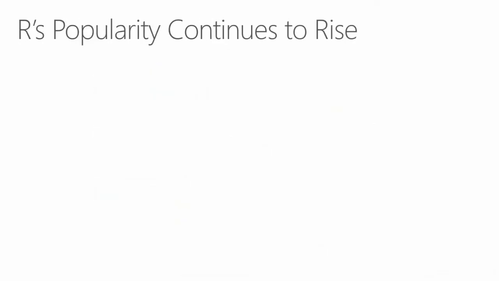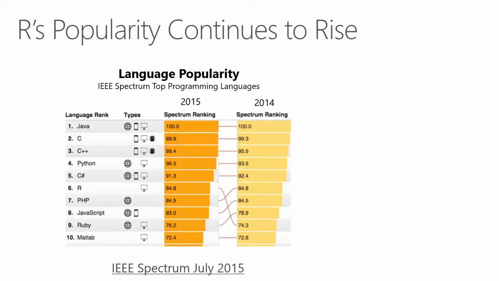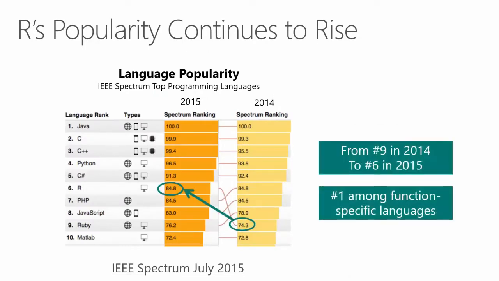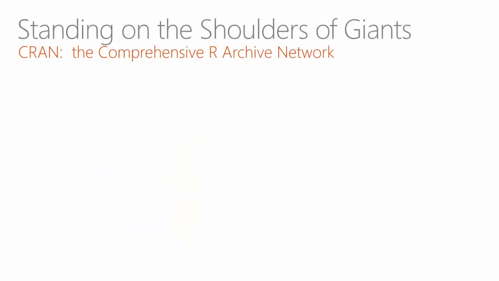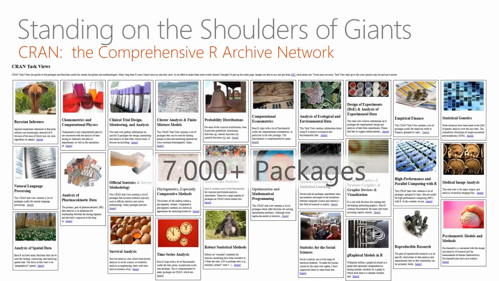R is enjoying an unstoppable wave of popularity. In 2015, it moved from the number 9 most frequently used language to number 6. Only general-purpose languages are more frequently used than R. R is the most widely used language for advanced data analytics, and used by over 2 million data scientists, statisticians, and analysts today.